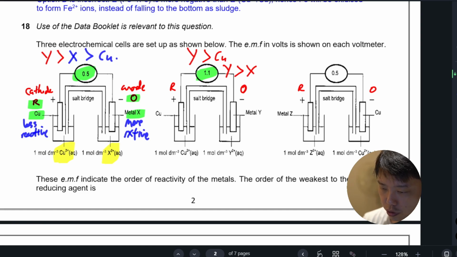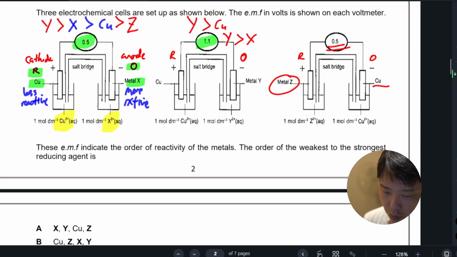Then now we switch position. Copper is more reactive than Z because copper gets oxidized here and you still get a positive voltage. So copper is more reactive than metal Z. That's about it. So you're just comparing one by one by one. The voltage tells you how much more reactive the metal is compared to the previous metal, the one that is at the cathode.